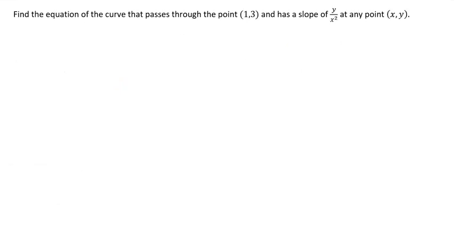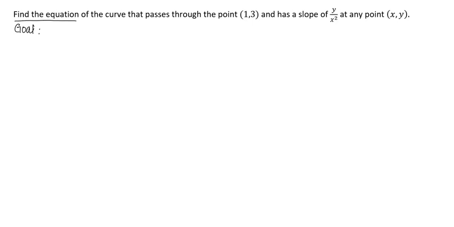In our next example, we again have a separable differential equation that we want to solve that is paired with an initial condition. The difference here is that they don't explicitly give us the differential equation. We have to read the problem and write the differential equation ourselves. So they want us to find the equation of the curve. So our goal is to find a particular solution.